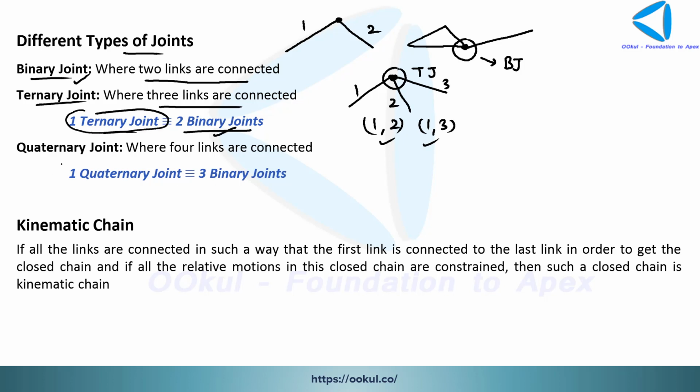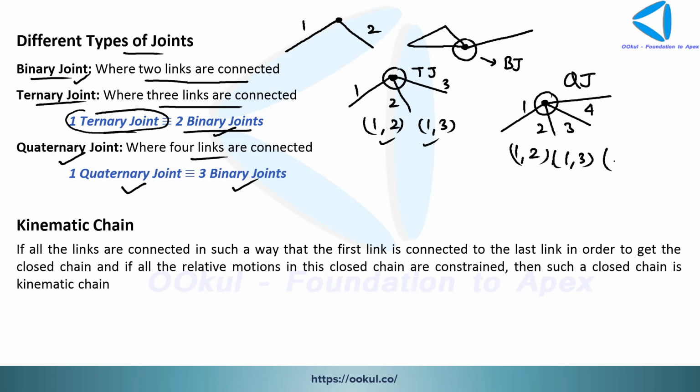So with 1 2 and 1 3, you can clearly say that one ternary joint is equivalent to two binary joints. Then comes the quaternary joint, where four links are connected. Suppose this is link 1, this is link 2, this is link 3, this is link 4. Clear everyone? And one quaternary joint is equivalent to three binary joints: 1 2, 1 3 and 2 4. 1 2 connected, 1 3 connected, so 2 3 becomes connected, and 2 4 connected means 3 4 also becomes connected.